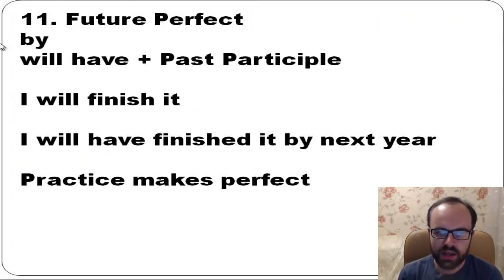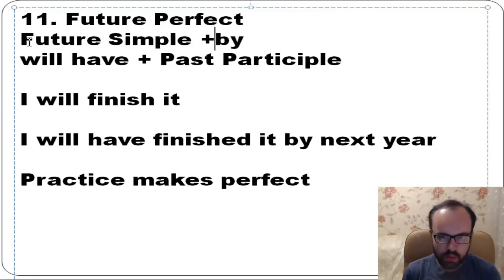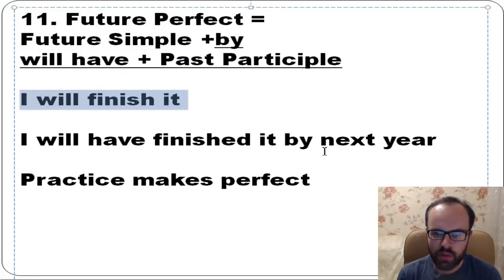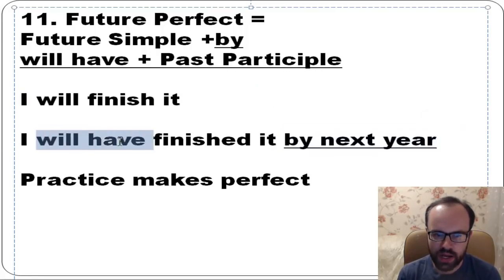Future perfect. It's like future simple, but you have by. So if you have by, you need to use this tense: will have plus past participle, or will have plus the third form. Compare. I will finish it. But if you have by, look, by next year, so you say will have plus past participle. I will have finished it by next year. So you need more exercises and practice. As we say, or as they say, practice makes perfect.